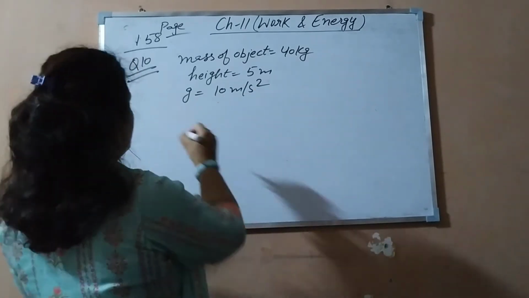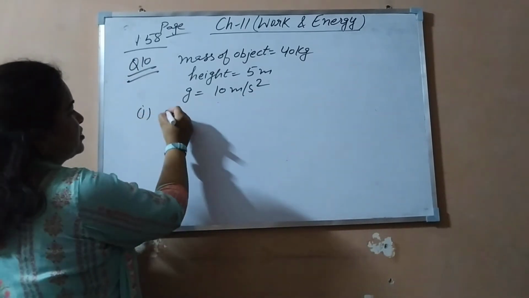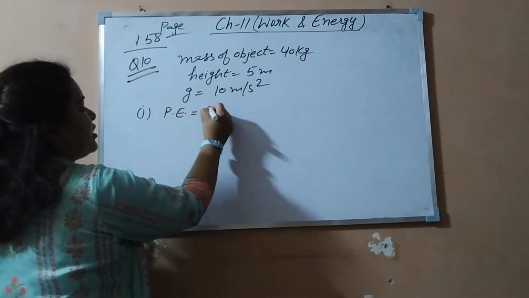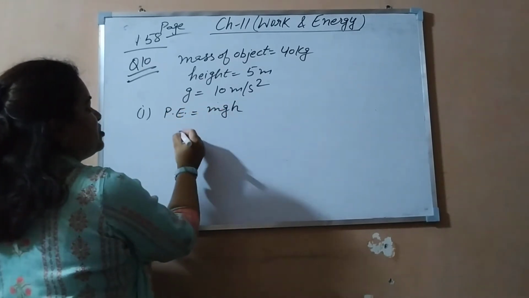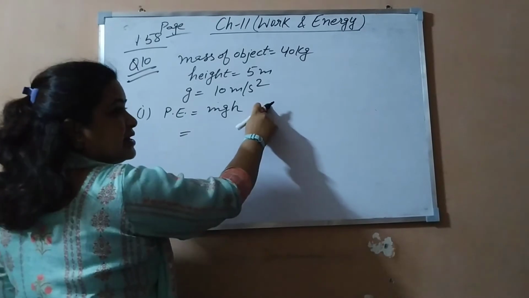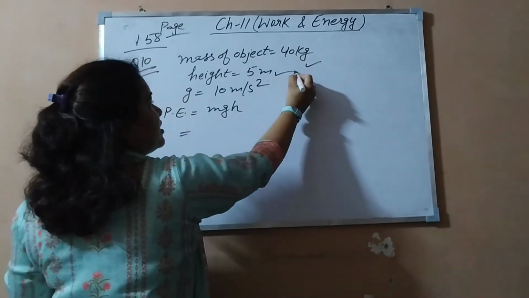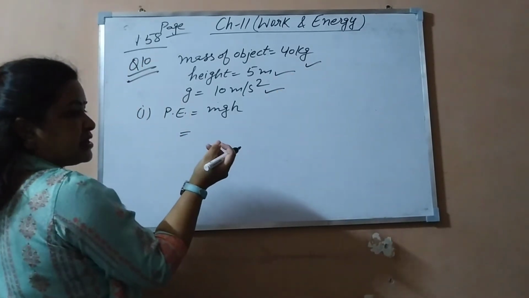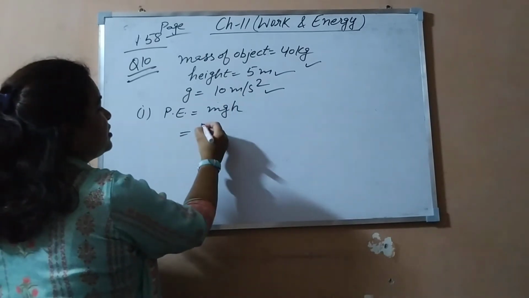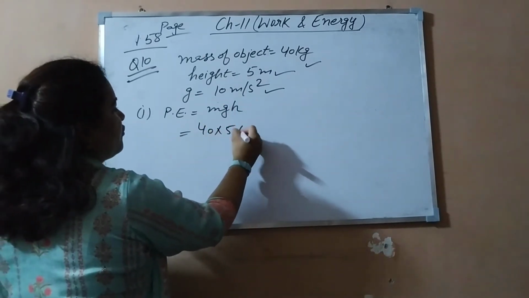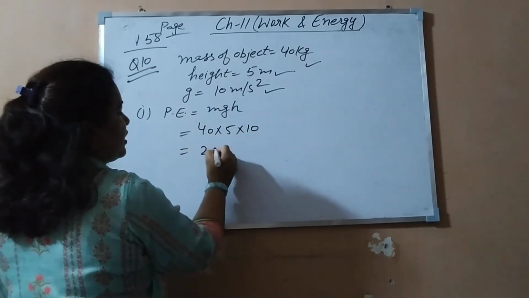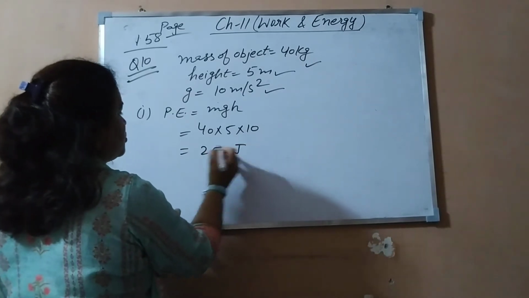And what is the first part? Calculate potential energy. So what is the formula for potential energy? You will put mgh. All the quantities are in SI system. It is in kilogram, it is in meter, it is in meter per second square, so there is no conversion. So it becomes 40 into 5 into 10. So you will get 2000 joule energy.